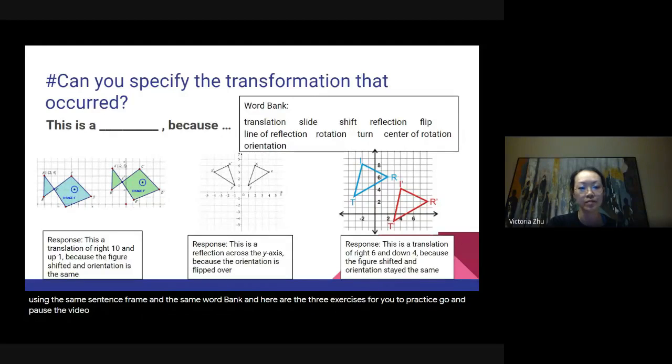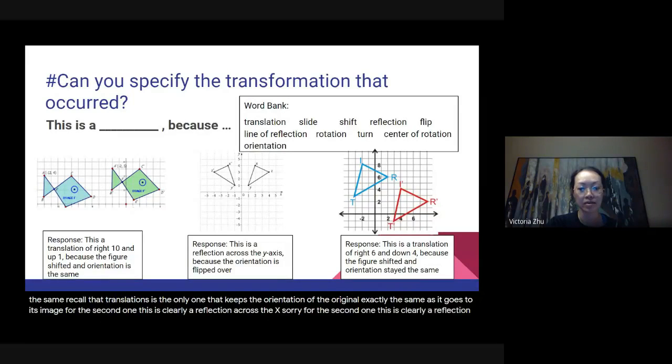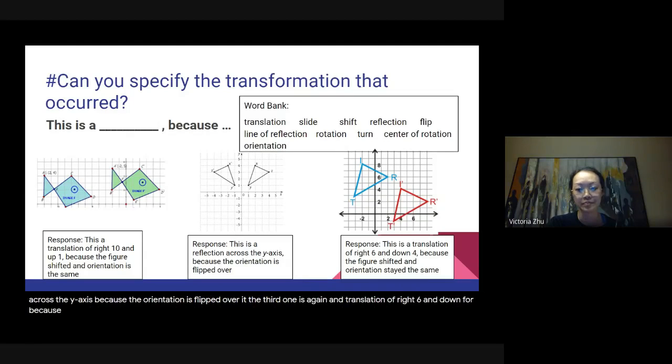So for the first one, this is a translation of right 10 and up 1 because the figure shifted and the orientation is the same. Recall that translation is the only one that keeps the orientation of the original exactly the same as it goes to its image. For the second one, this is clearly a reflection across the y-axis because the orientation is flipped over it. The third one is again a translation of right 6 and down 4 because the figure shifted and the orientation stayed the same.